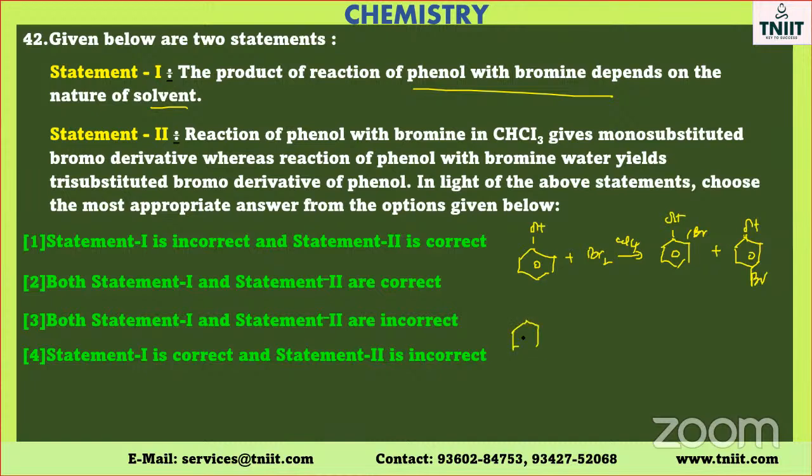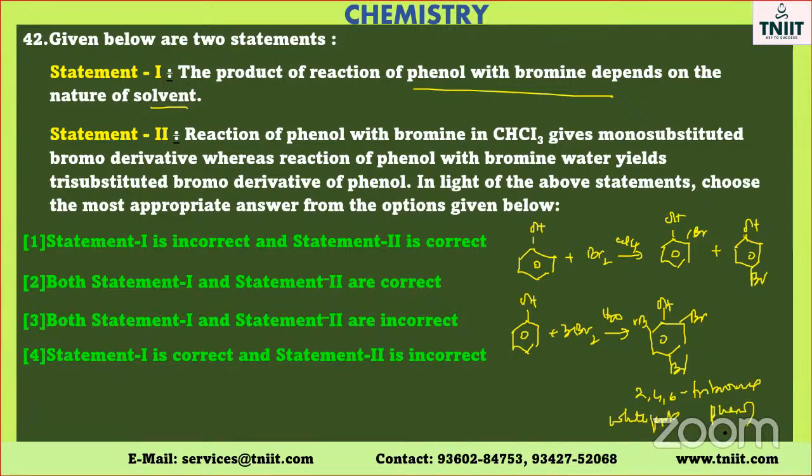But if the same reaction, phenol, is allowed to react with bromine water, we get only one product. We get bromine here, here, and also here. We get 2,4,6-tribromophenol. This is a white precipitate. Now, the product of the reaction of phenol with bromine depends on the solvent. Here the solvent is carbon tetrachloride, here the solvent is water. Therefore, statement 1 is true.